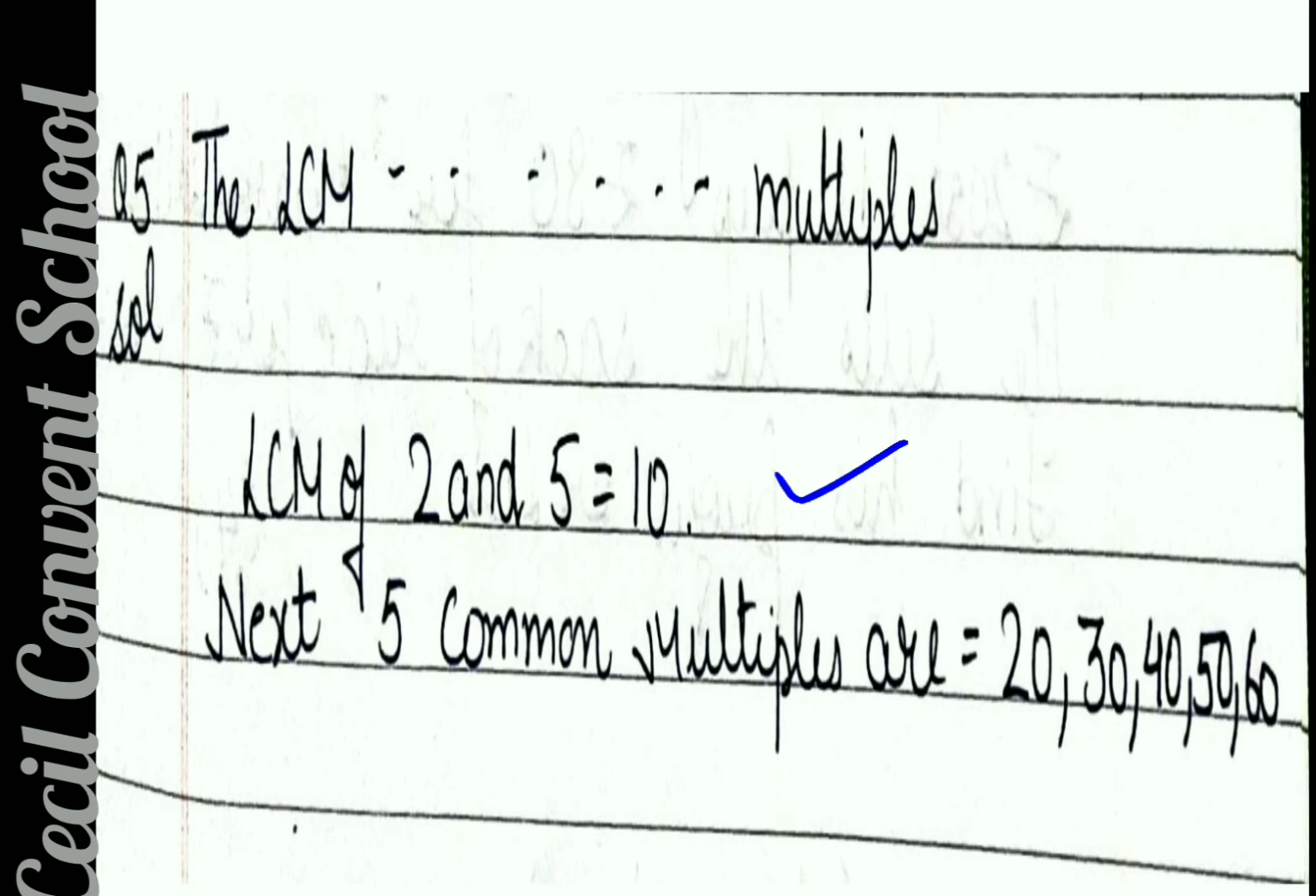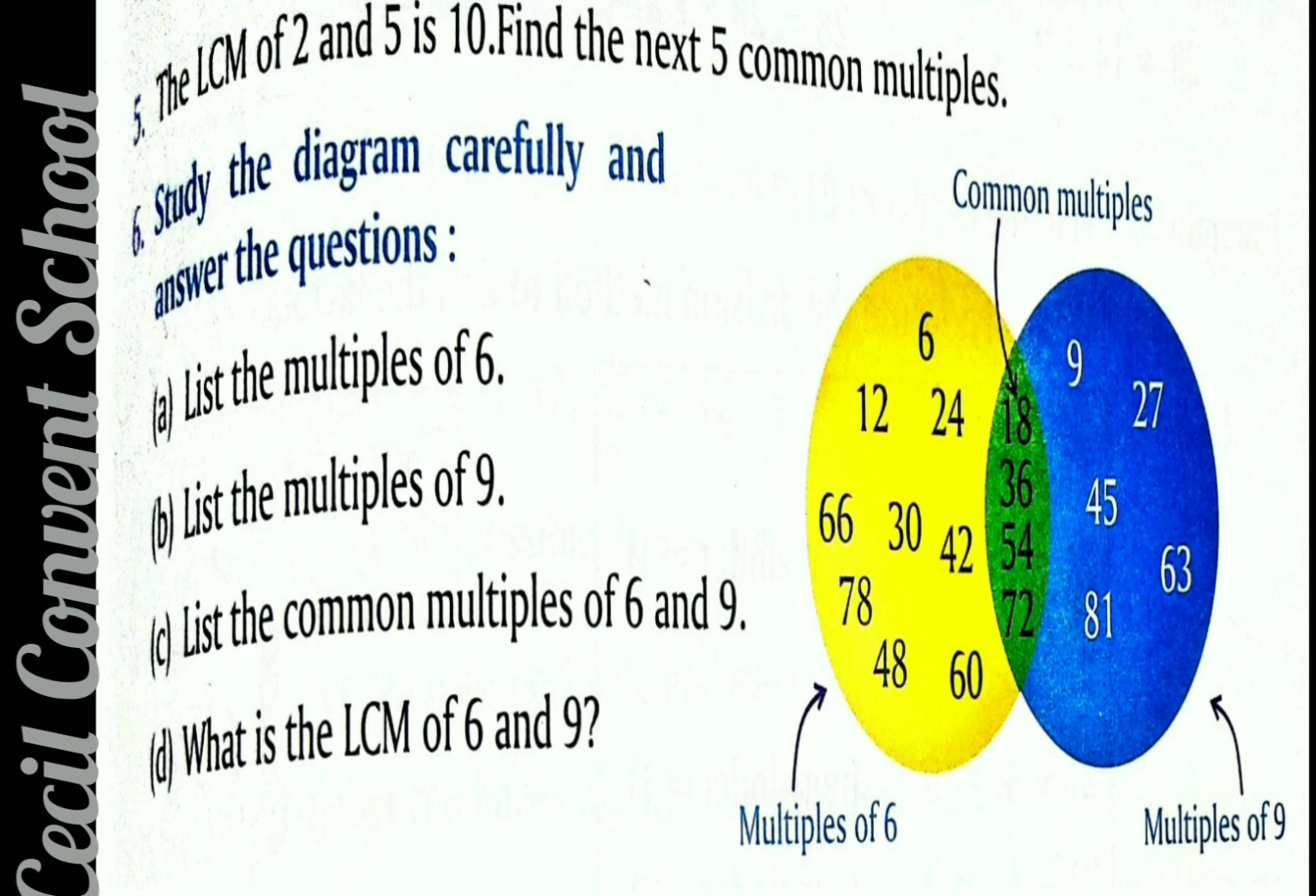So today you have learned what is the LCM, how to find the LCM, what are the multiples. Clear? And the most important thing is that you must learn the tables till 15, because everybody should know the tables till 15, students. Now question number 6 is given.